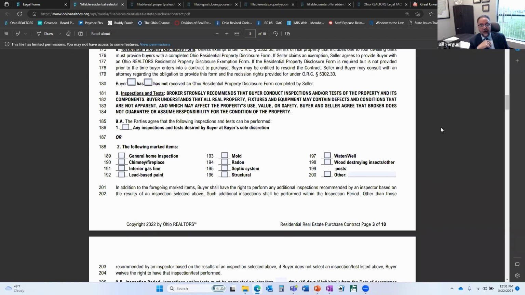Yep. If you use this contract in the Columbus market, the listing agent is going to be very comfortable with someone checking number 1. If you're going to Athens or perhaps Cleveland, people are going to be more comfortable with number 2, for example. Doesn't mean you have to do it, but it's that comfort level when you're dealing out of market.